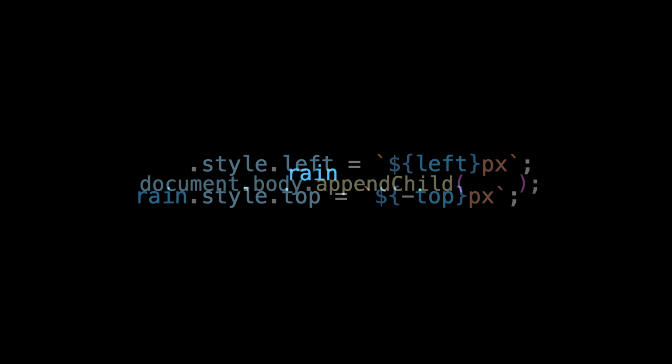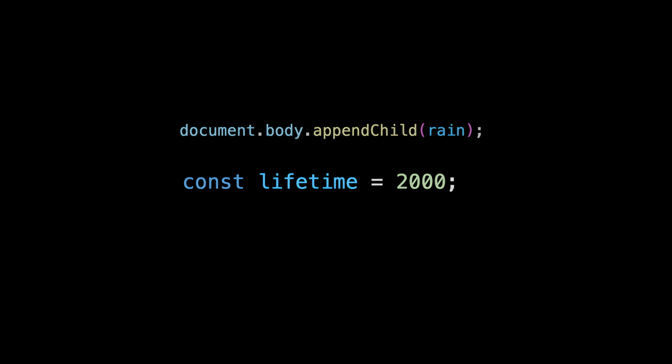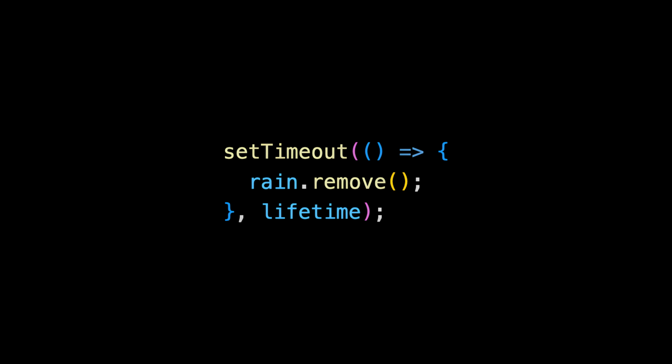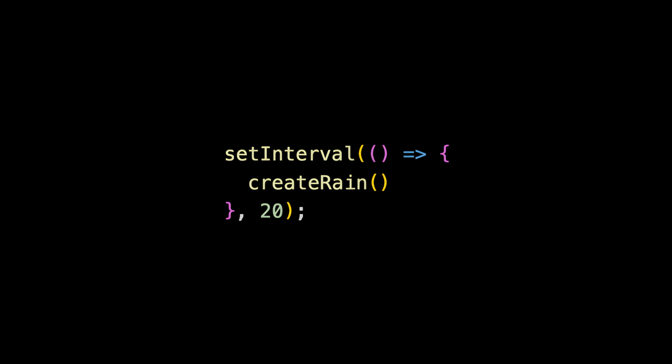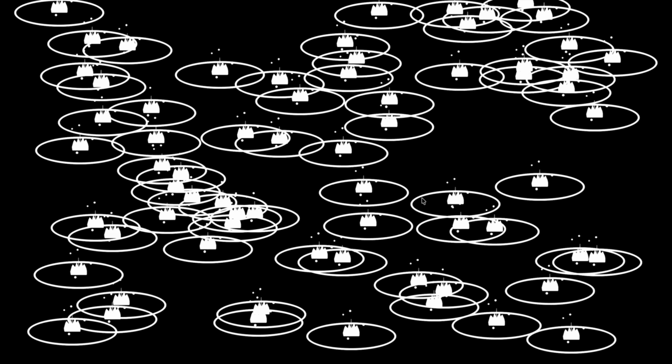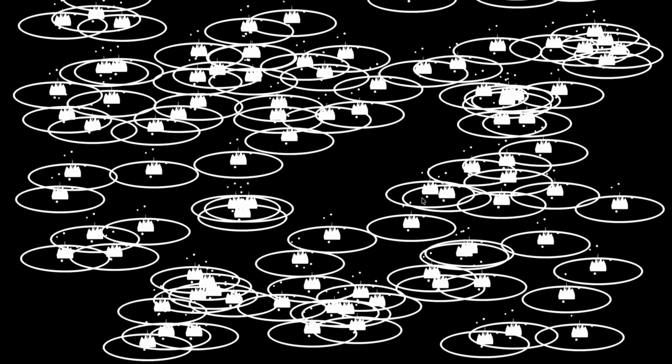After creating the element, we append it to the document and assign it a lifetime, removing it once the time expires. All of this logic lives inside our function. But to keep the rain going, we need to call this function repeatedly, so setting an interval will help us. As the function keeps running, we'll see drops appearing and disappearing across the screen.